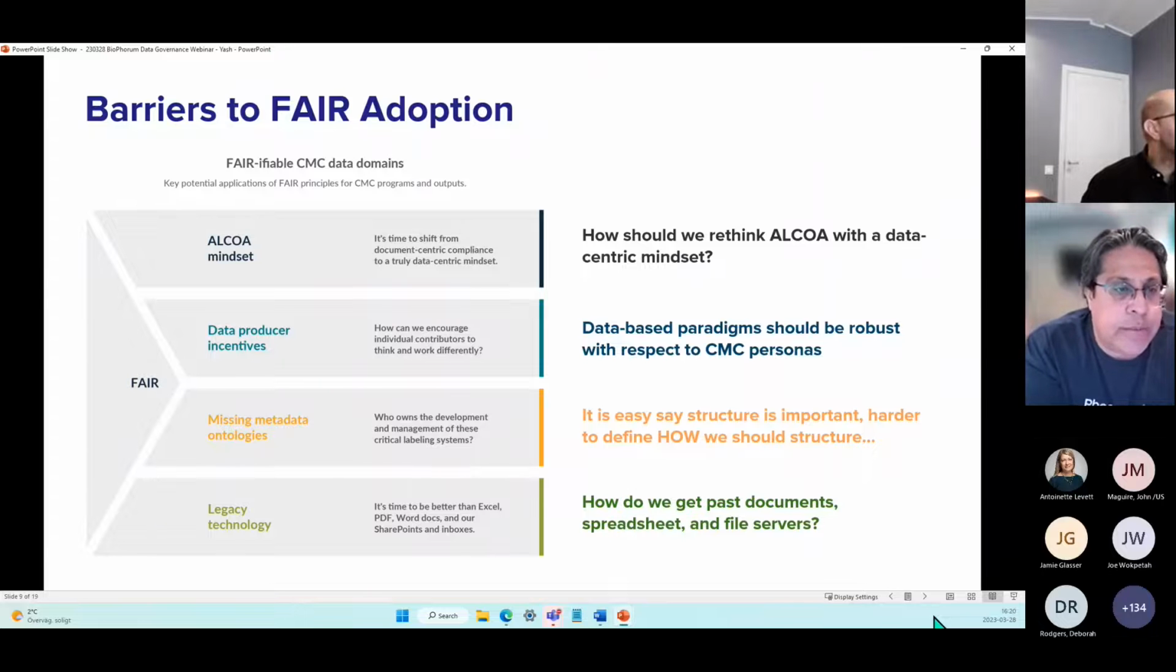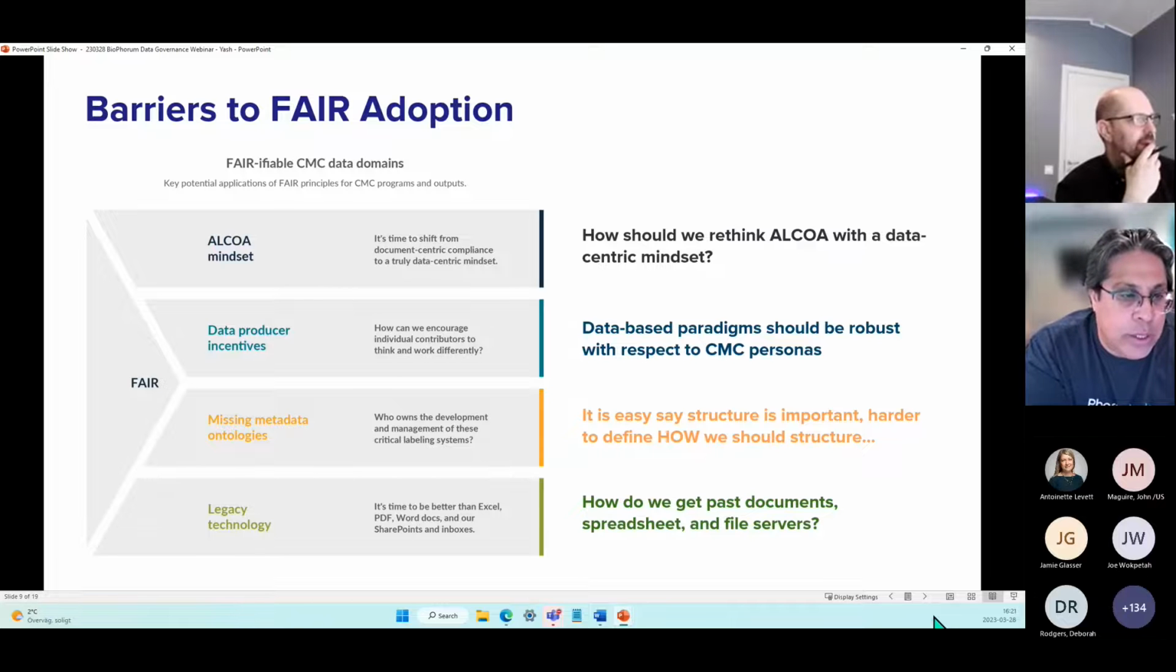So what are some of the barriers to FAIR adoption? It's not as easy as saying, okay, let's just put a structure in place and go. There are a number of challenges that make it difficult to move forward, and these are some of the things that have to be recognized as you think about driving a different data governance approach based on a more structured data set. I think one of the first things we have to think about is the Alcoa mindset. The Alcoa framework is really based on what is a very document-based mindset, and very focused on the idea of things that are handwritten and on paper. And so how should we rethink Alcoa with a data-centric mindset? That's certainly one of the first barriers we have to address.